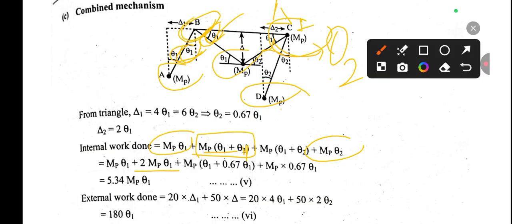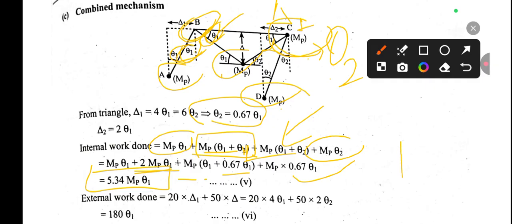And for this point this will be MP into theta 1 plus theta 2, you can see here this portion. So this will be the same, theta 1 and theta 1, so this will be 2 theta 1, and the value of MP theta 1, and in the place of theta 2 we can write 0.67 theta 1 and MP theta 2. So from here theta 2 can be written as 0.67 theta 1. So after adding all the values we get 5.34 MP theta 1. Now we have to equate these two values.